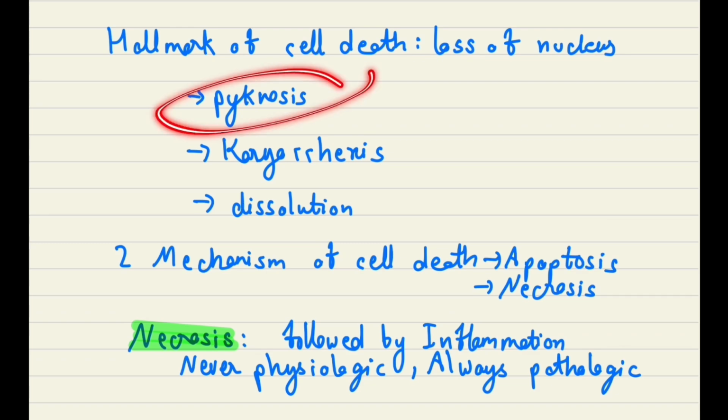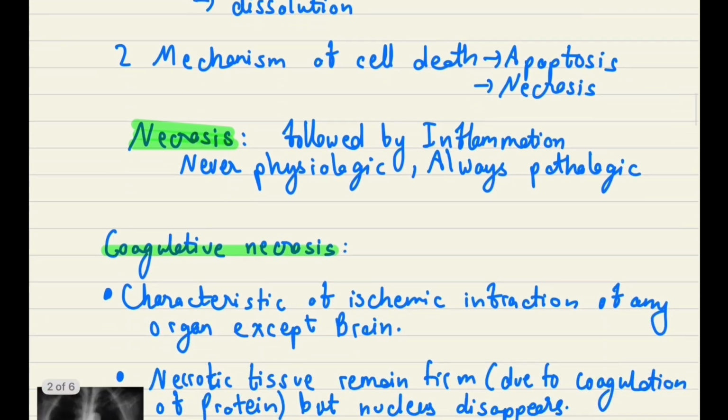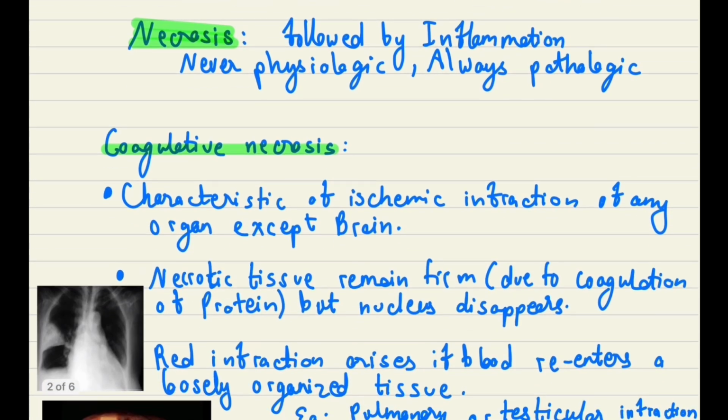The first one is pyknosis, after that karyorrhexis takes place, after that dissolution takes place. Then what do you mean by pyknosis? Pyknosis means nuclear condensation. What do you mean by karyorrhexis? It means fragmentation. And after that dissolution occurs, it means karyolysis. There are two mechanisms by which cell death occurs. It is apoptosis and necrosis. Let's first talk about necrosis, then we will go towards apoptosis.